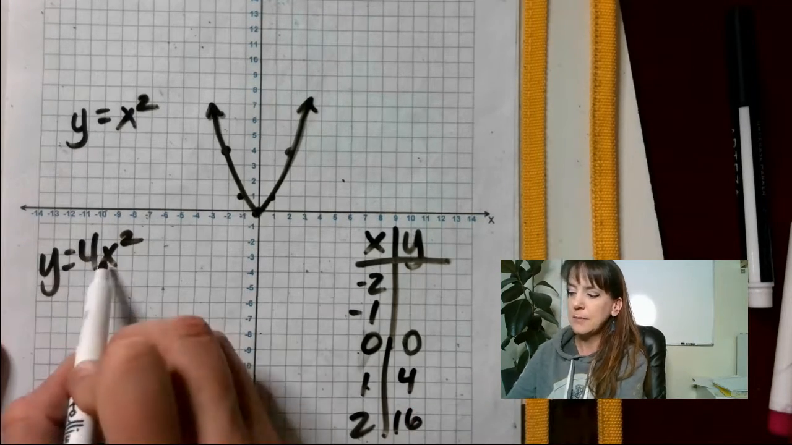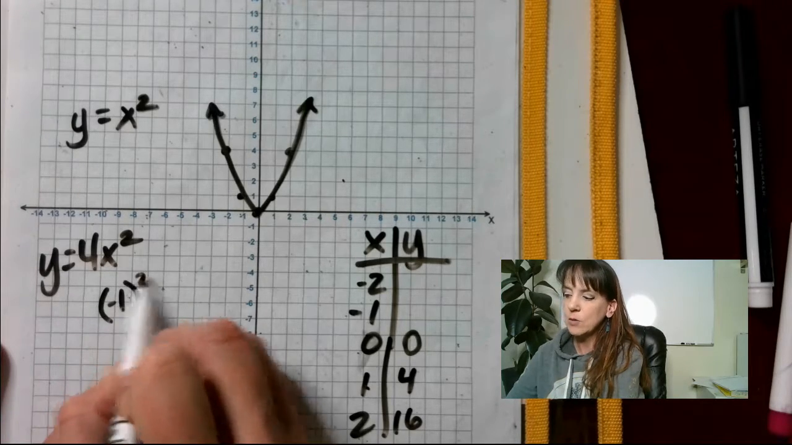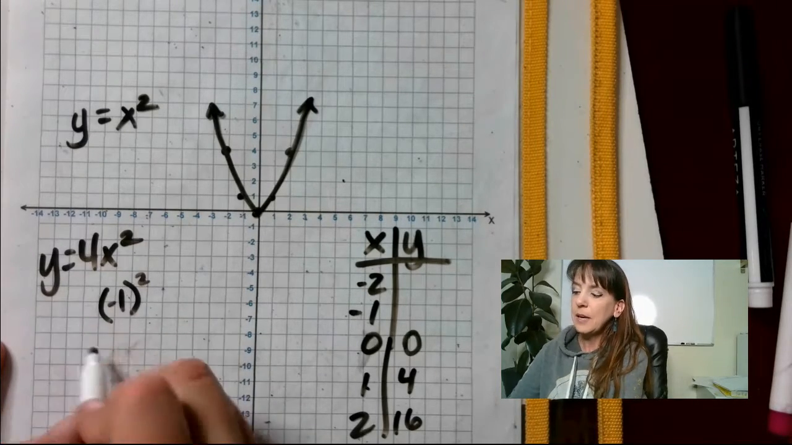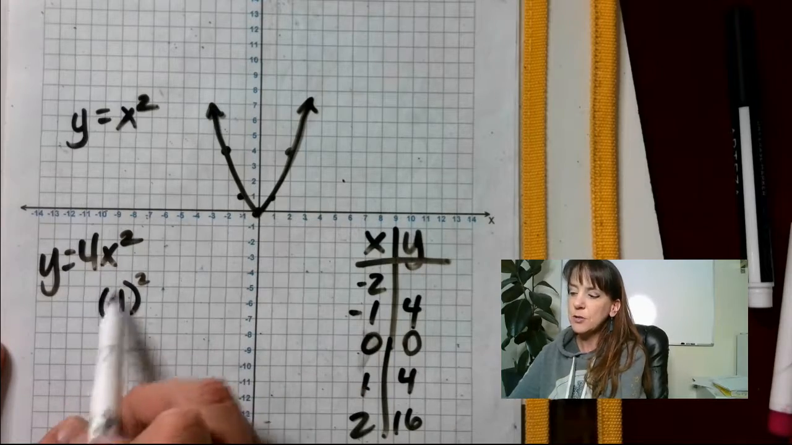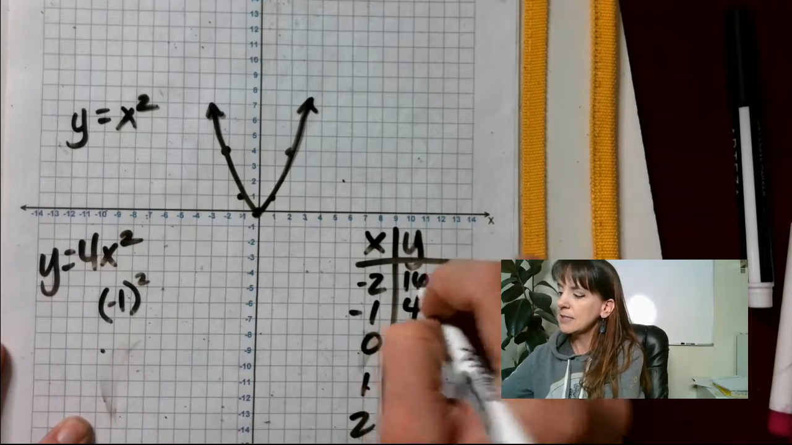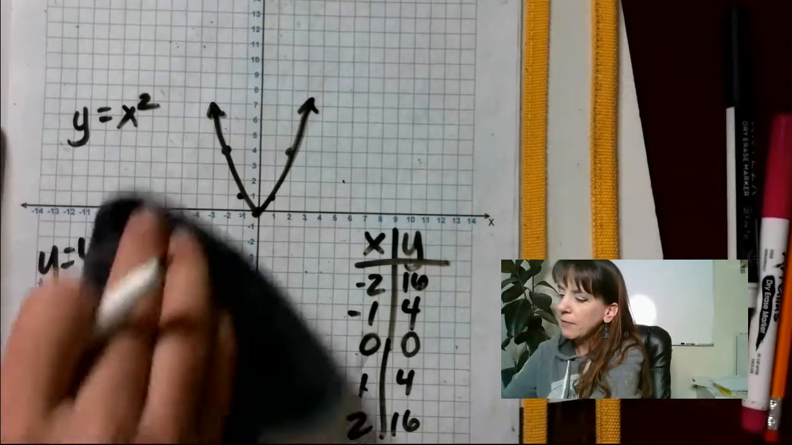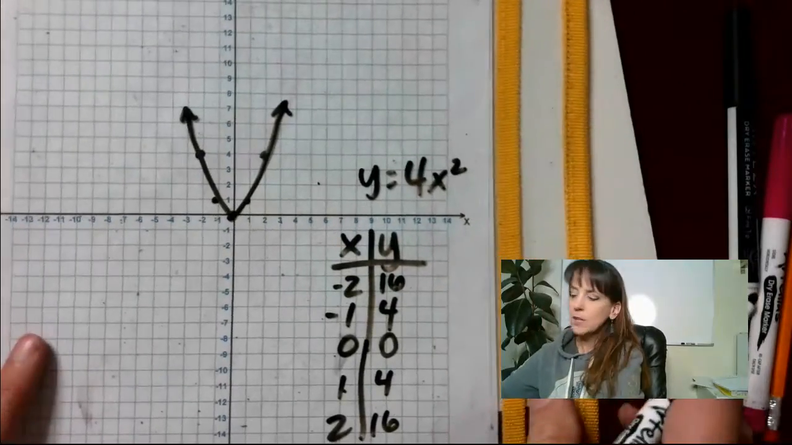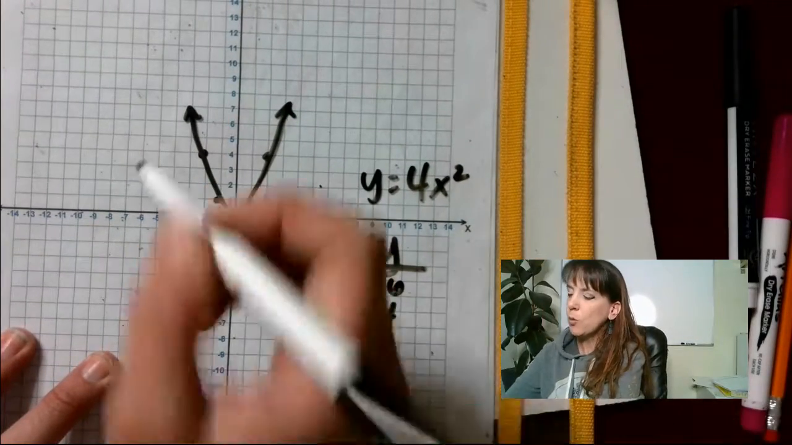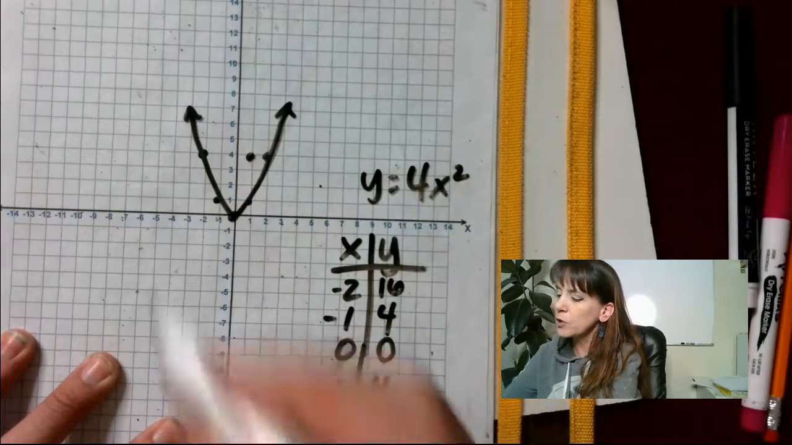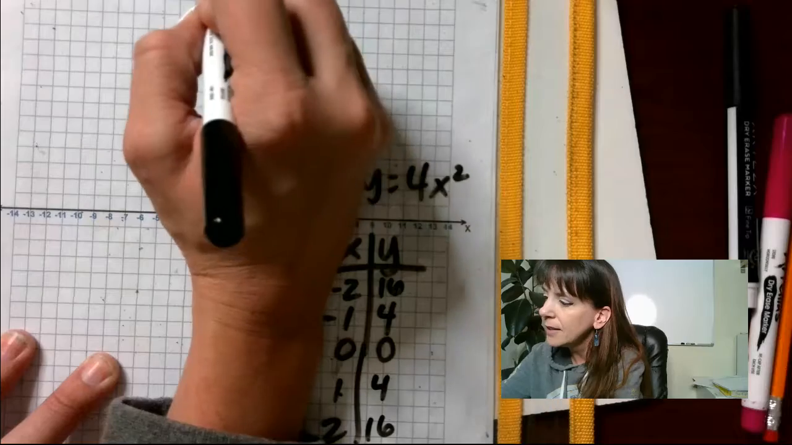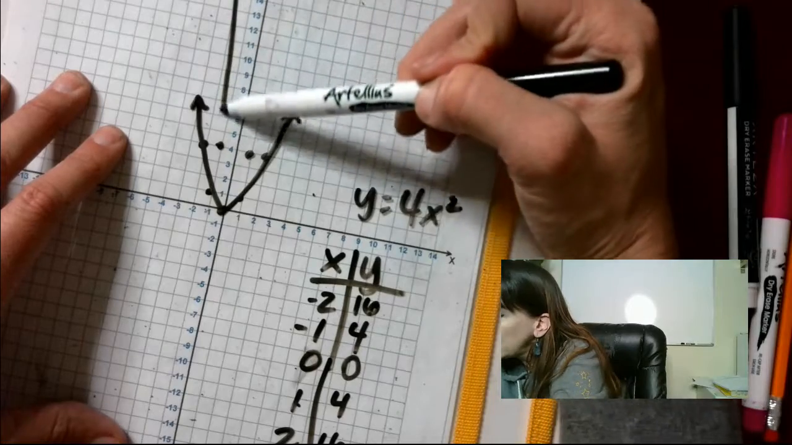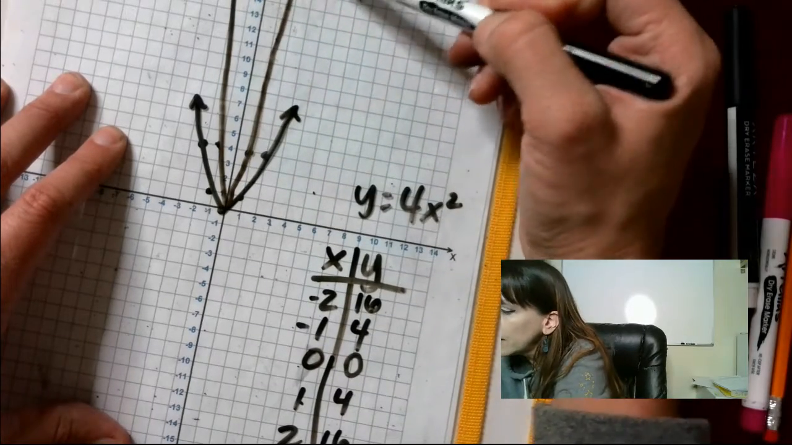It's going to be reflected on the same side. -1 squared is quantity -1 squared. Remember, there's a big difference between that and this, so make sure you're using your parentheses. That's 4 times 1, which is 4, and then -2 squared is 4, which gives us 16. So for our second graph, y equals 4x squared, we start at 0, 0, then go over 1, up 4, then over 2, up 16. When we get there, it looks like this. Let me finish drawing it and I'll show you.